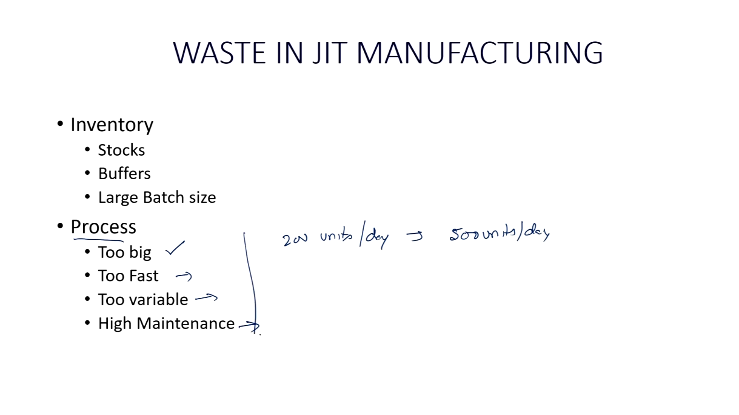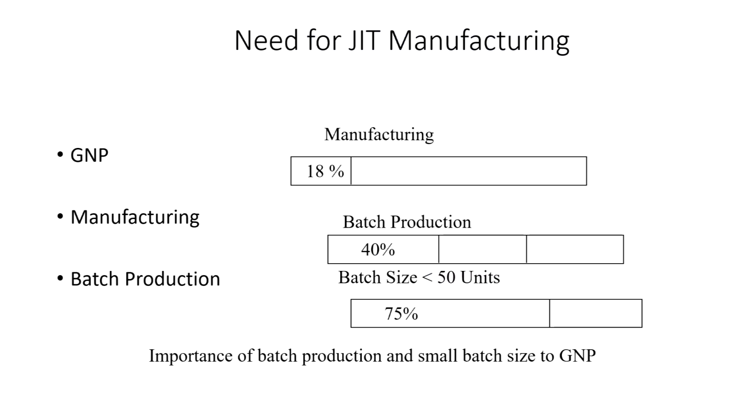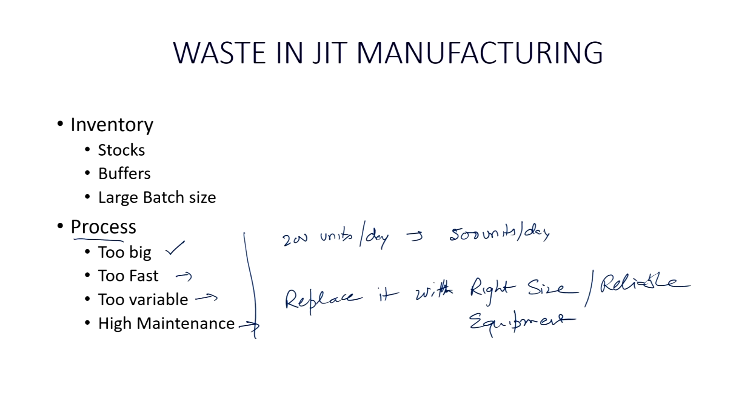So, what should we do? We should replace it with equipment of the right size, right capacity, right speed, and maintenance free, highly reliable. Replace it with right-sized and reliable equipment and process. So, this is how we can look at this waste. These are some of the wastes which are there in the inventory system, in the JIT system. We recognize them as waste.